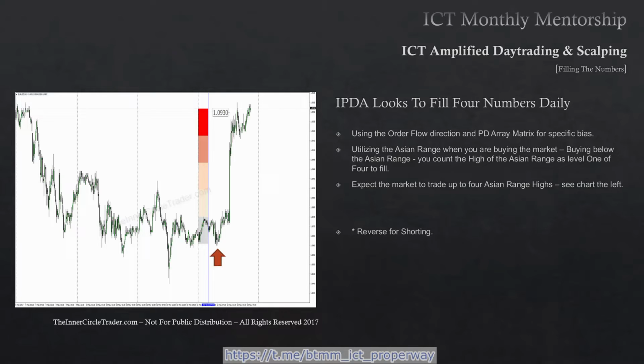Okay, you see the market making a low here after midnight, candles opening, trades lower. Asian range high fill, number 1 level, number 2 level, number 3 level, and number 4. And again, as I mentioned earlier in the beginning of this teaching, 4 is just the general rule of thumb. It can always go 1 more level or more.